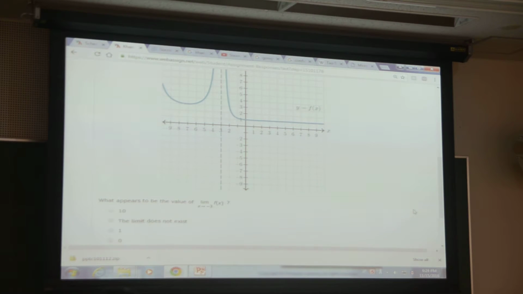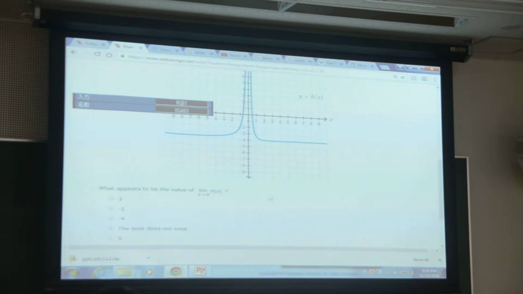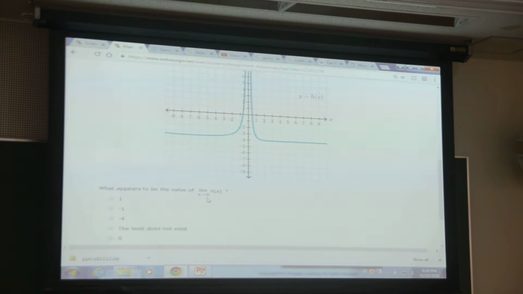Okay. All right, let's go to the next question. Okay, next one is another one. And the next question is here. Now there are five possible answers. So this says the limit as x goes to 0.